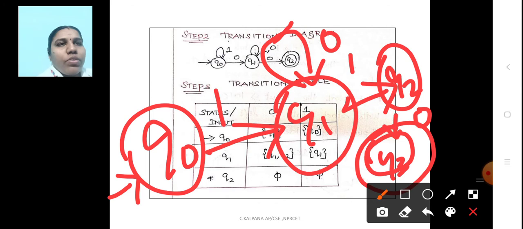But now we are going to draw the diagram for NFA. So NFA represents more than one transition for the same input. So I am adding an extra 1 here.